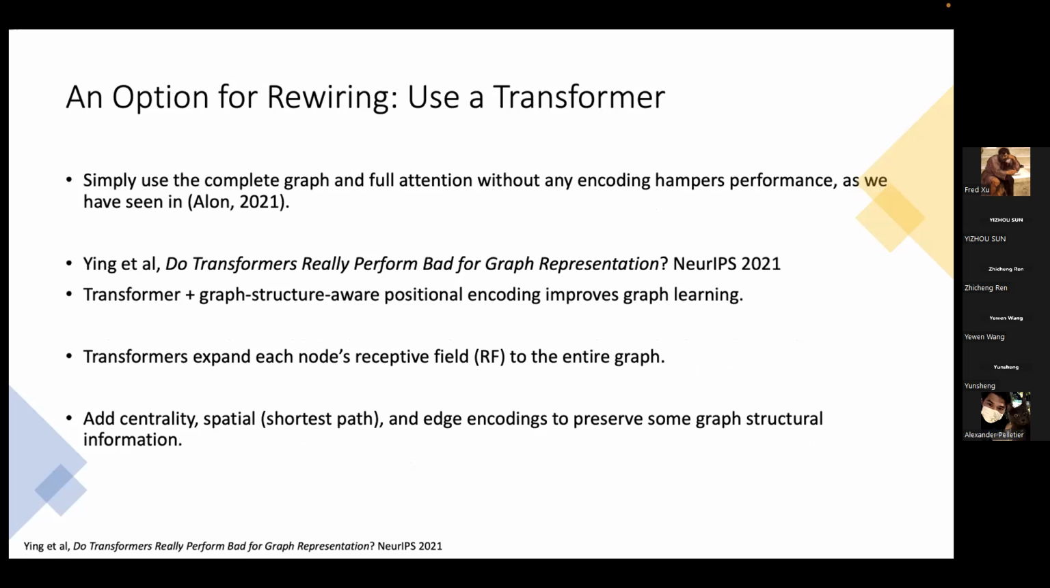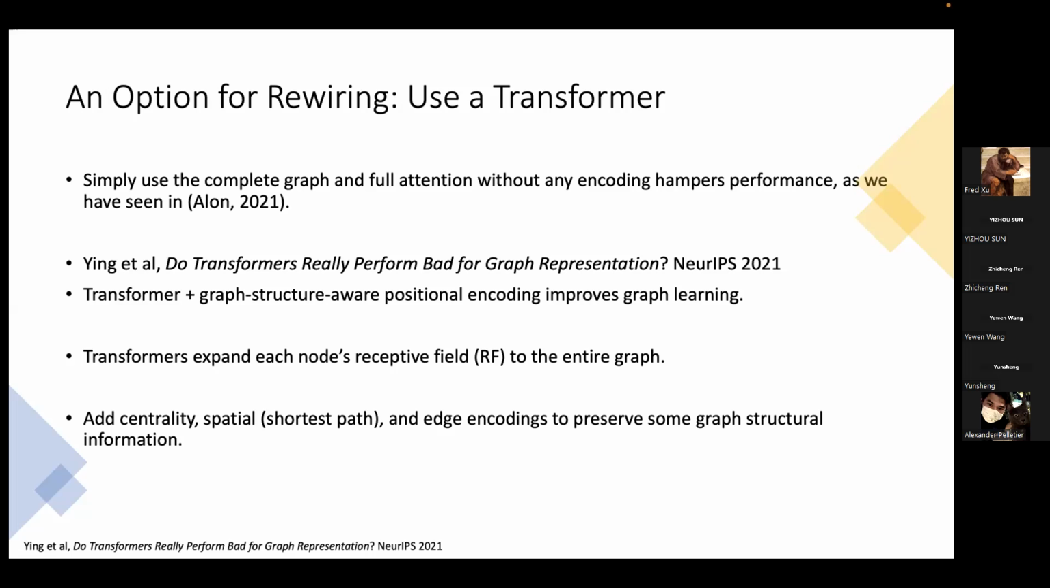So naturally, if we want to change the computation graph, then why don't we just use the transformer? Because the transformer is like the most complete example. You just care about all possible information in your graph, right? You can think of the transformer's computation graph as that of a fully connected graph.